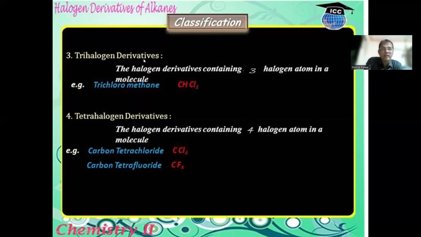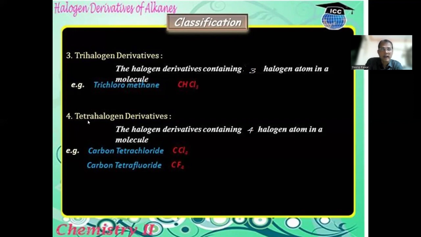It's a trihalogen derivative. Same as the definition before: three halogens are present in a molecule. Halogen derivative containing three halogen atoms in a molecule is called as trihalogen derivative. It's a trichloromethane. One carbon is there, so it's a methane. Three chlorine atoms are there, and it is called as trichloromethane, commonly called as chloroform.